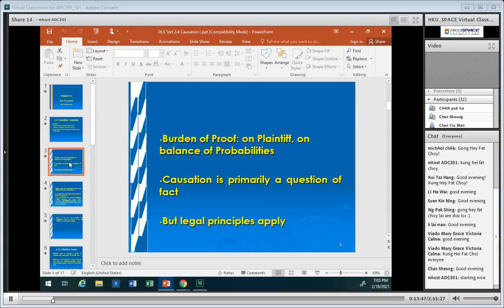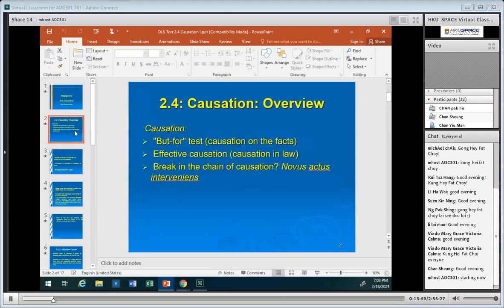The burden of proof is on the plaintiff to prove causation on the balance of probabilities, okay? And causation is primarily a question of fact, but legal principles apply. Why do we say a question of fact? Well, first of all, the incident must pass the but-for test. And if there's only one possible cause, then that's the effective cause. I don't like using the expression causation on the facts or causation on the law. I think it's much easier and simpler to simply say, if there's only one possible cause, that's it.